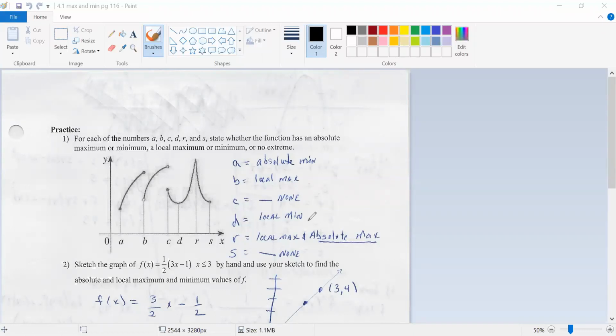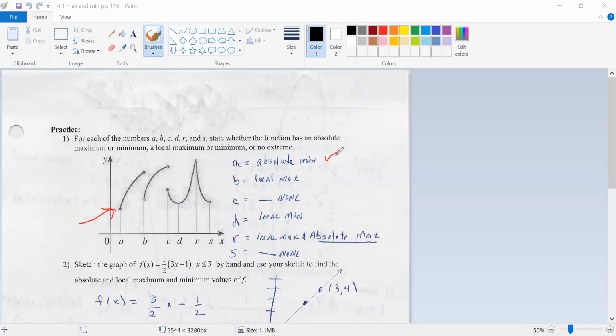Okay, so if you're back, I assumed you gave it at least a shot. The question's really asking for all the numbers and for you to state whether it's an absolute max or min, a local max or min, or neither. So if you're looking at A, that is the absolute lowest value. So it's going to be an absolute min.